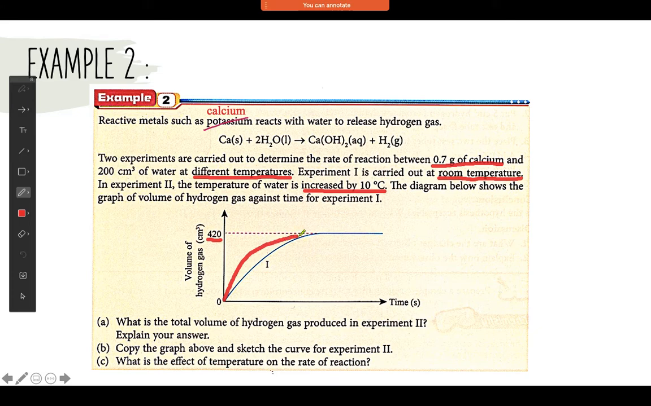Tapi dia mesti bersambung. At the end dia mesti bersambung pada graf yang sama juga. Sebab masih lagi production of the hydrogen gas is 420. Cuma dia lagi steeper. So jangan lupa bila kita sketchkan graph, you have to label your curve. So this one is for curve 1, this one is for curve 2. Okay, and question C, what's the effect of temperature on the rate of reaction? Increase by 10 degree means the higher temperature, the higher the rate of reaction. Alright, okay, next.